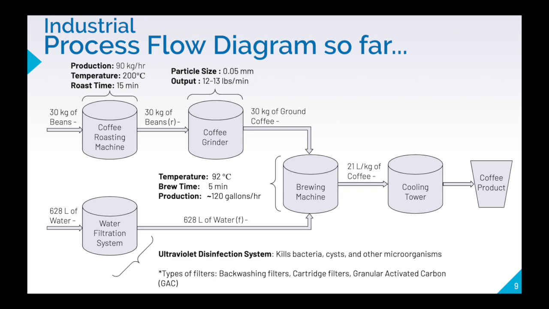After researching the different filters and methods industrial companies use for their water, we came to the conclusion that an ultraviolet disinfection system would be best. This system would ensure any minerals that could be harmful to the health of our consumers would not make it through to the brewing process. The system uses a combination of different types of filters, including backwashing, cartridge, and granular activated filters.